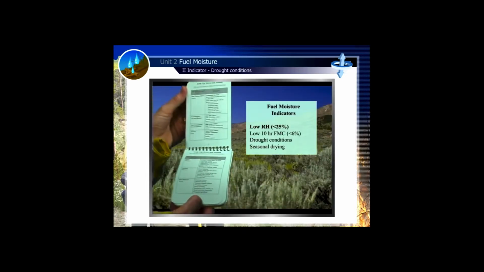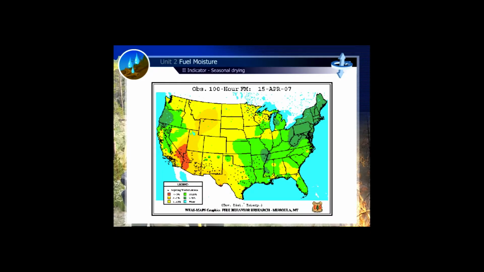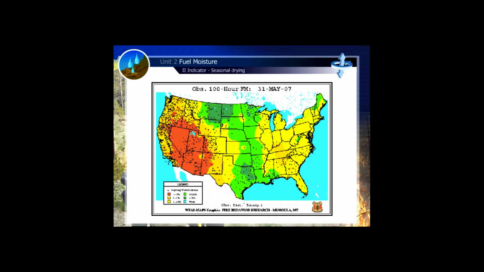The last fuel moisture indicator is seasonal drying. Seasonal drying varies in all geographical areas and occurs at different times of the year. Seasonal drying affects the fuel moisture in all fuels.